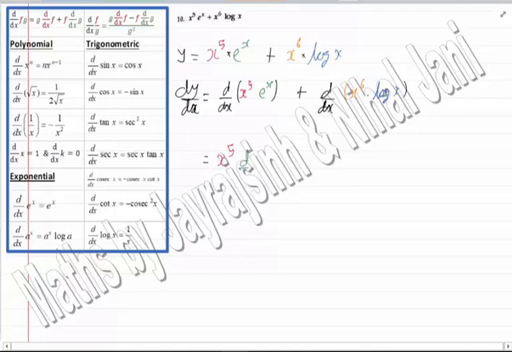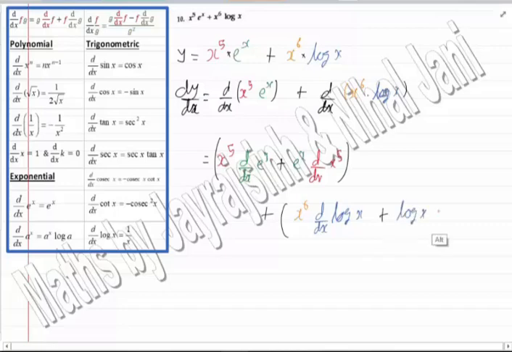X raised to 5 will as it is, differentiation of e raised to x, plus e raised to x will as it is, differentiation of x raised to 5, right? This is your first term, plus now second term, x raised to 6 as it is, we have to differentiate log x, plus log x will as it is, differentiation of x raised to 6, right? This is the second term's differentiation.